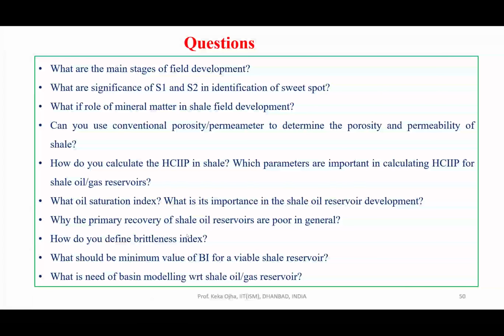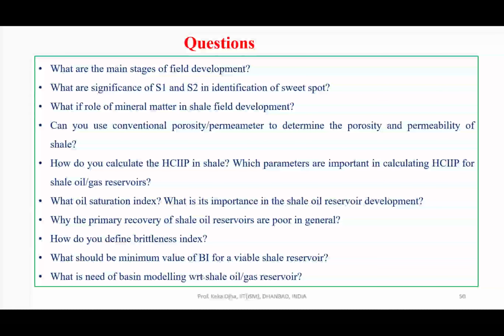Brittleness index, can you define it? If you are given quartz, calcite, clay minerals, from there you can determine the brittleness index. Okay. The minimum brittleness index is 45 in general. It may differ to some extent depending on the economics and others. All these values are thumb rules we use. Every individual reservoir is different. So in addition to that, we calculate the economics. We do techno-economical feasibility.